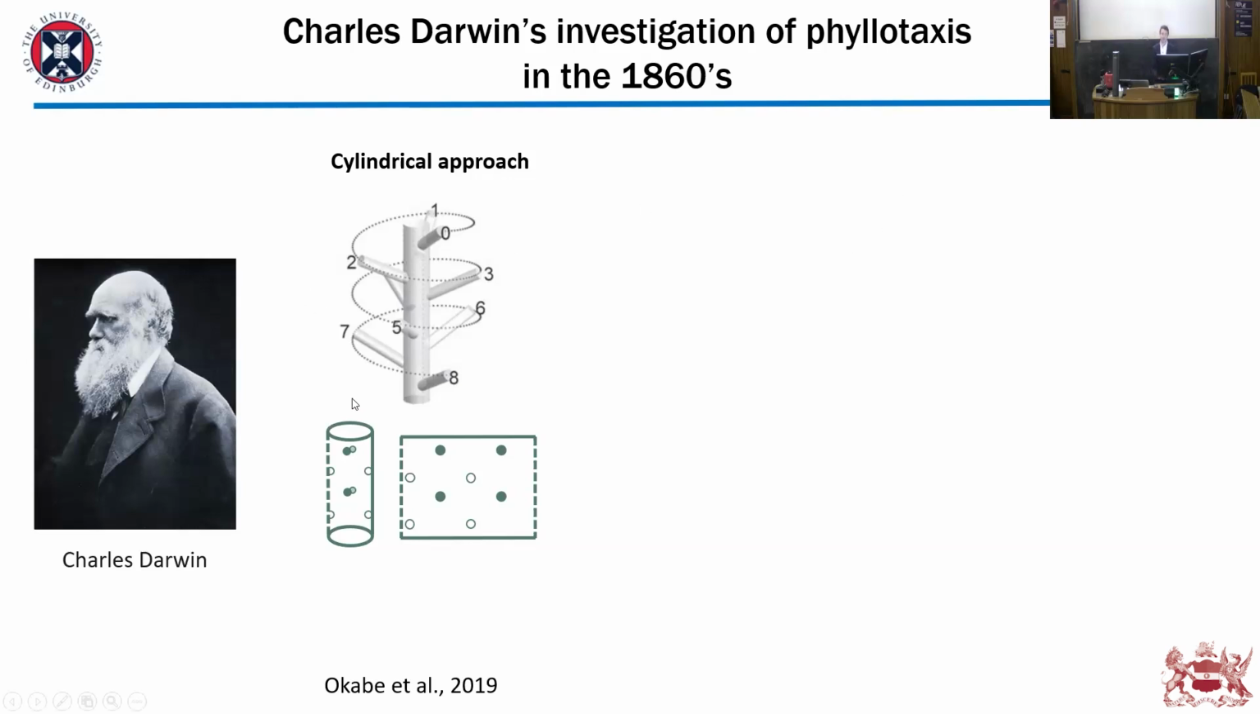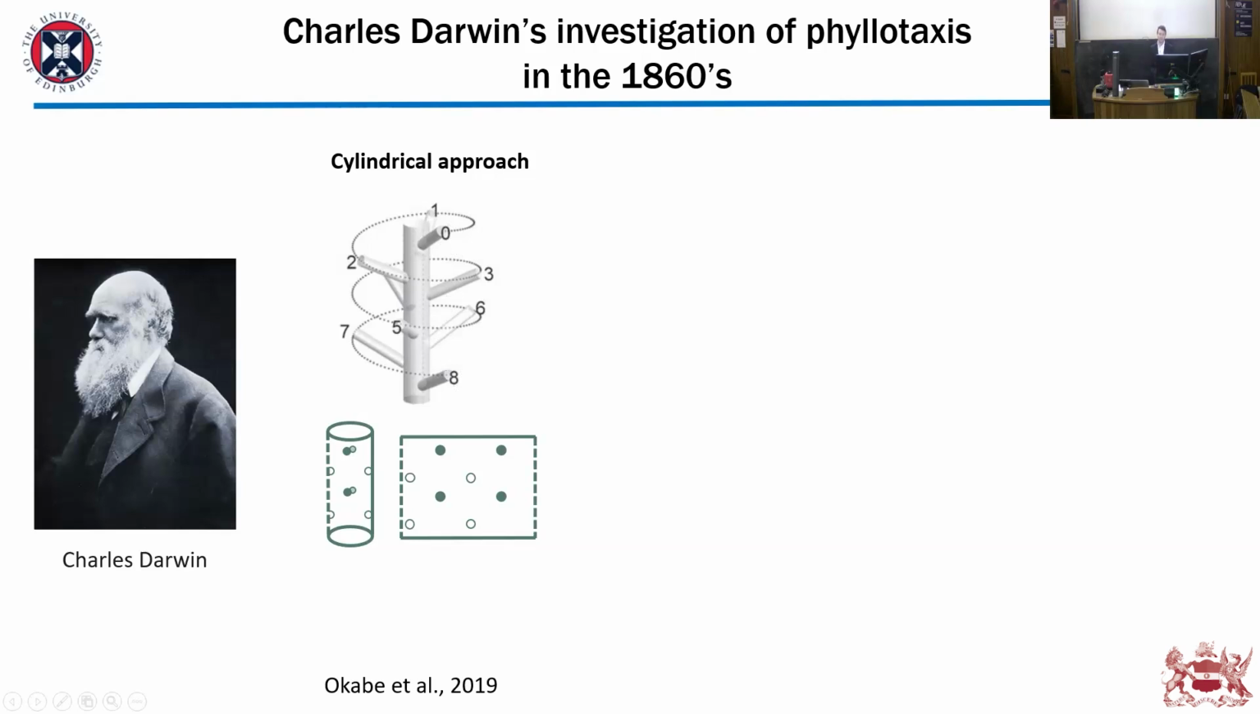So if you remember, as I described it earlier, we want to describe the positions of leaves that are directly above each other. So we've got the 0 and 8 here, and we could describe this as a 3-8 pattern because it's been around 3 times and separated by 8 leaves.